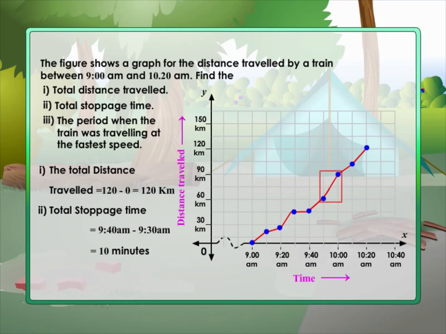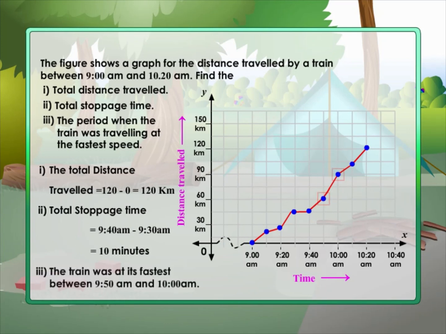In a distance-time graph, the steepest part indicates the highest speed. This is because the steepest part corresponds to the greatest distance covered per unit time. To find the period when the train was traveling at the fastest speed, locate the start and end of the steepest part of the graph. Then draw vertical lines from the start and end points to meet the x-axis. Thus, between 9:50 a.m. and 10 a.m., the train was traveling the fastest.